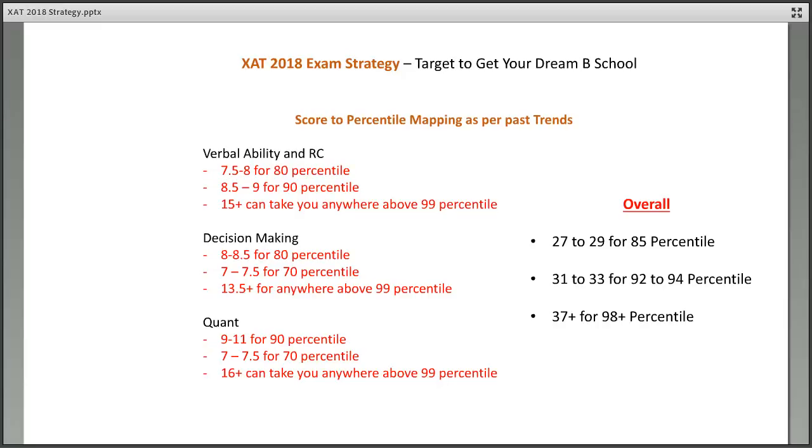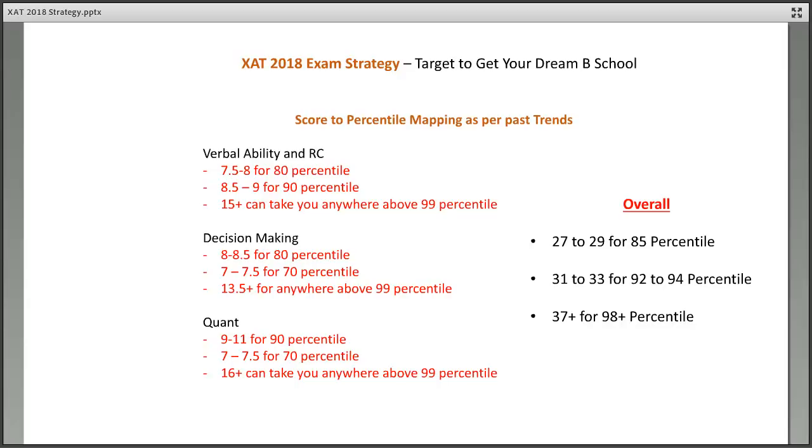Now, talking about the 99 plus percentile bracket at the sectional score level, the moment you get into 15 plus bracket in verbal ability, you are reaching that 99 plus bracket. The moment you get 13 to 14 plus in decision making section, you are reaching that 99 percentile level, and the moment you reach 16 plus in quant, you are reaching that 99 percentile.